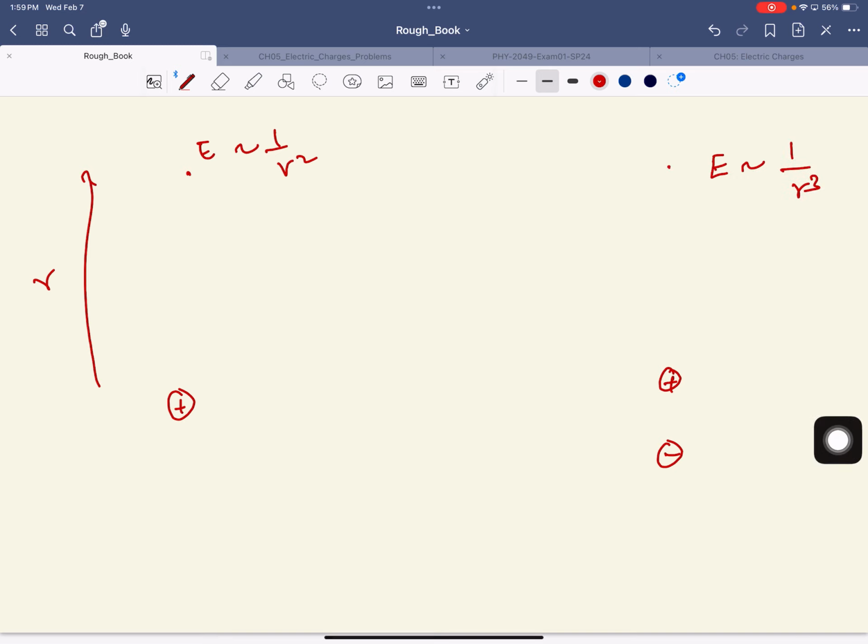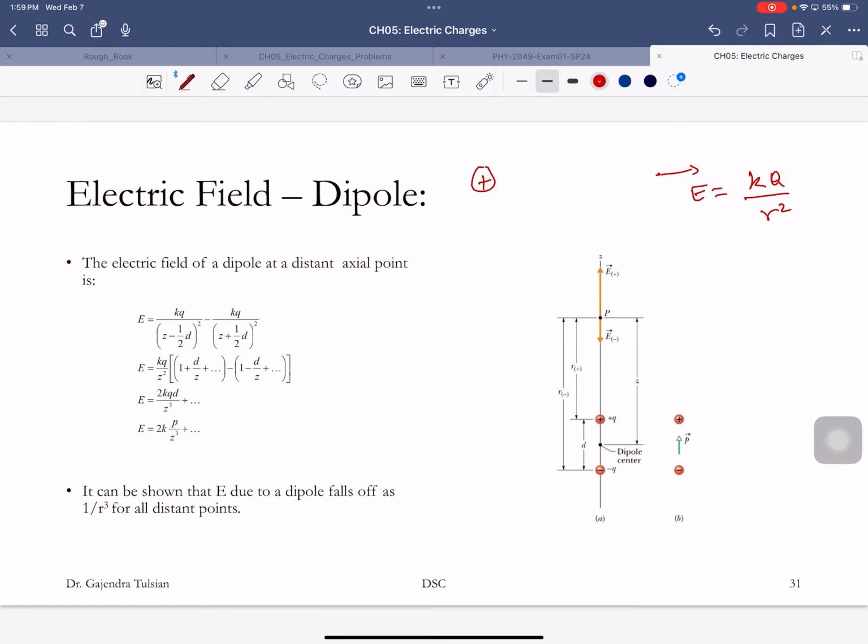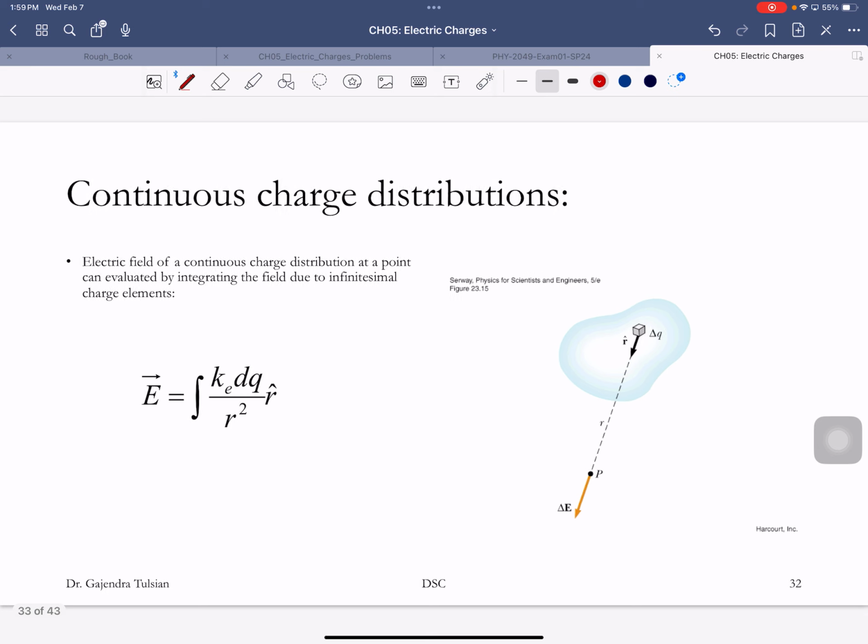So the field falls off faster. The further out you are from a dipole, the more neutral it appears, and that makes sense. If you're looking at a water molecule from New York, this water molecule here in Palm Coast will appear neutral.